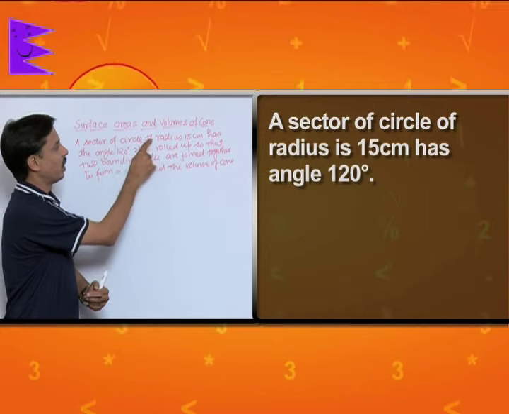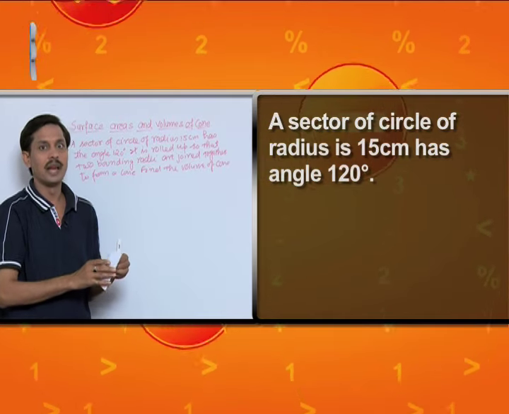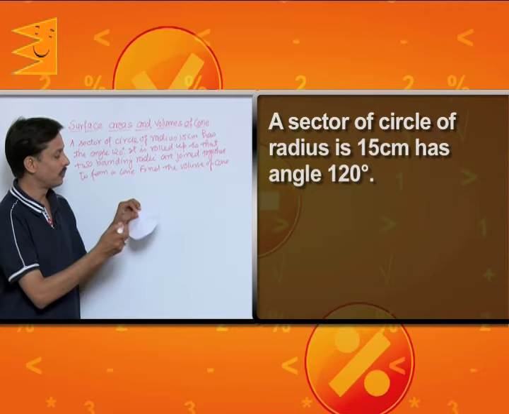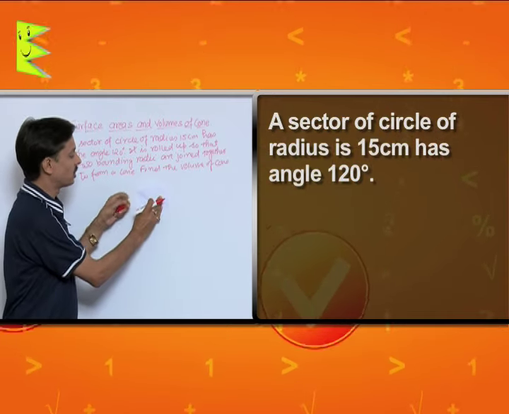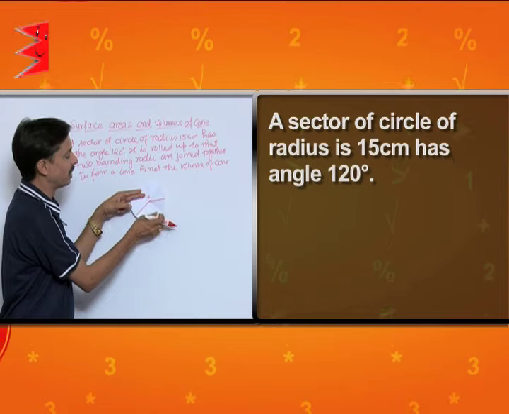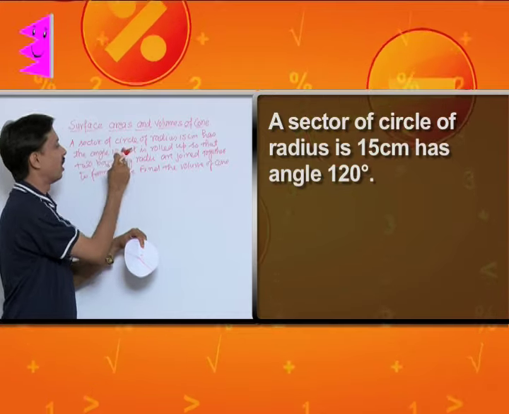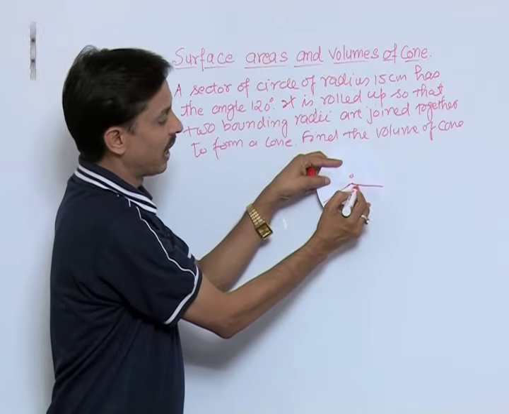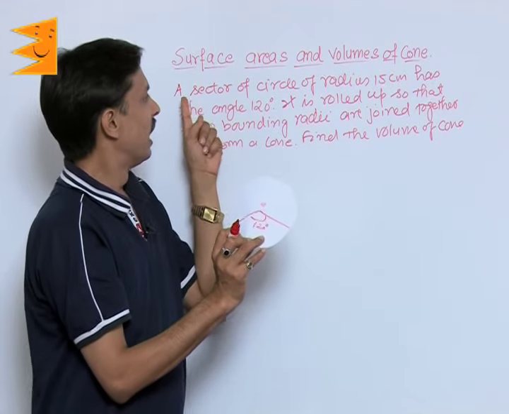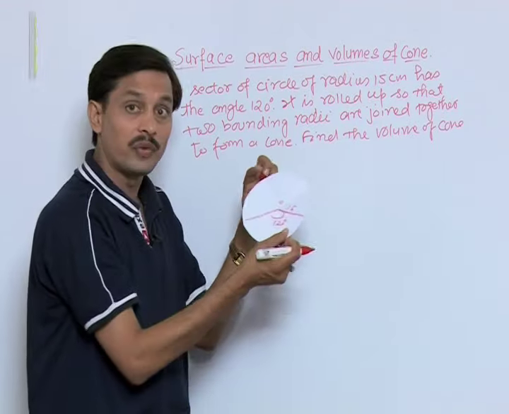A sector of circle of radius 15 centimeter. We have a circle. As I can show you, let us suppose this piece of paper is the circle and the radius of this circle is how much? Suppose the radius from center to here is 15 centimeter. Thus, a sector of circle of radius 15 centimeter has an angle of 120 degree. Let us assume the sector I have marked has an angle of 120 degree. This radius of the sector is 15 centimeter.